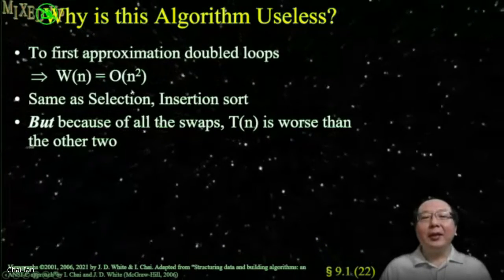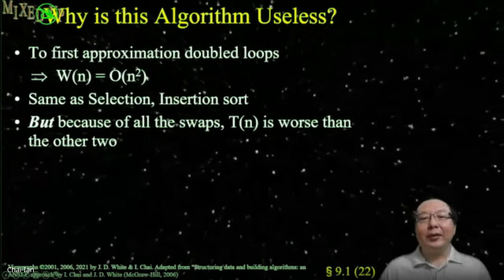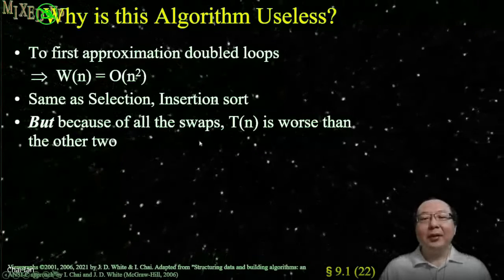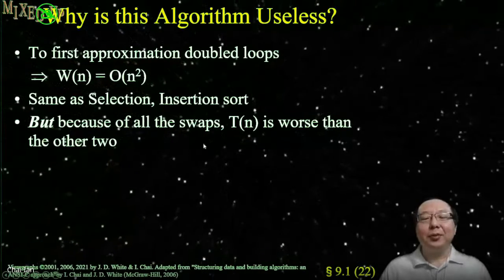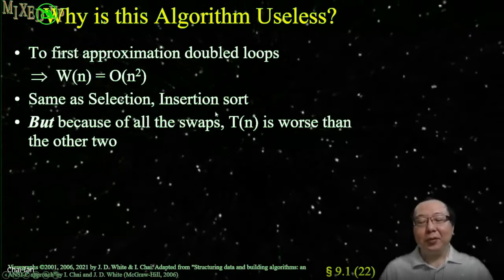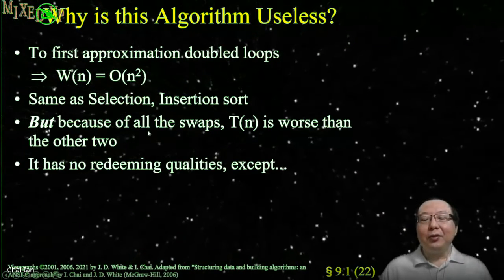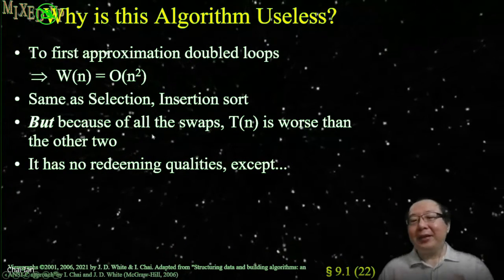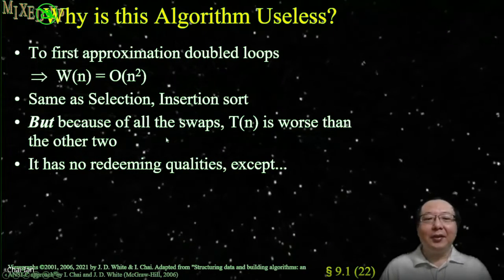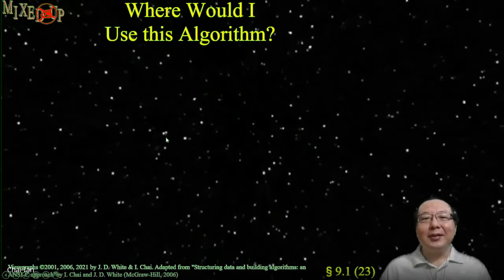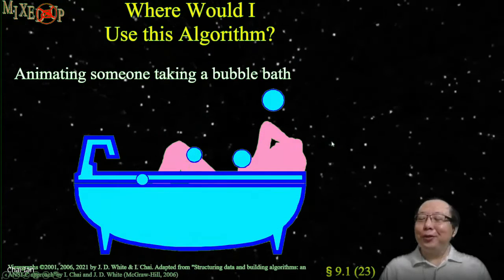It is an n squared sort, but the absolute time actually is worse than selection sort and insertion sort, which we're going to discuss next. Because you definitely have to go through that many times. You cannot stop halfway and say you're done. So it has no redeeming qualities except that you could use it to animate bubbles.